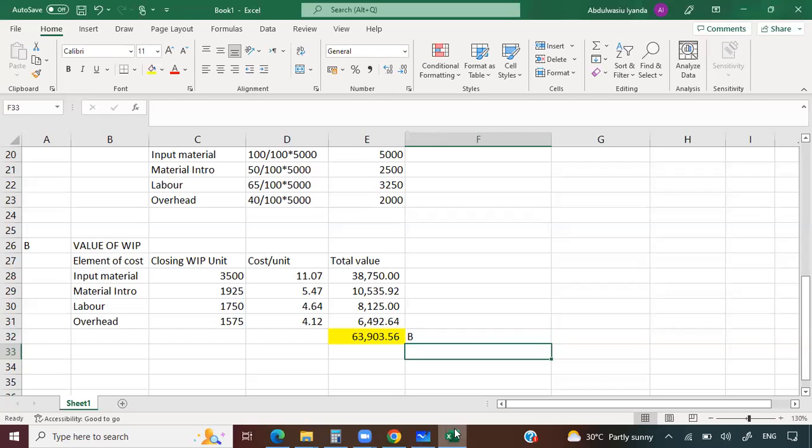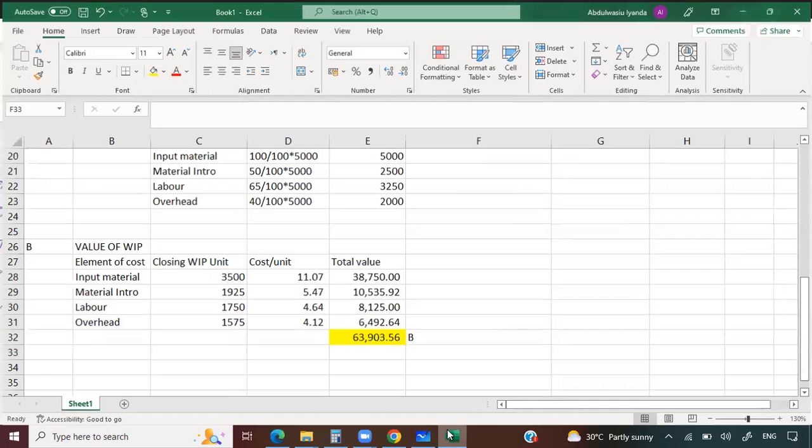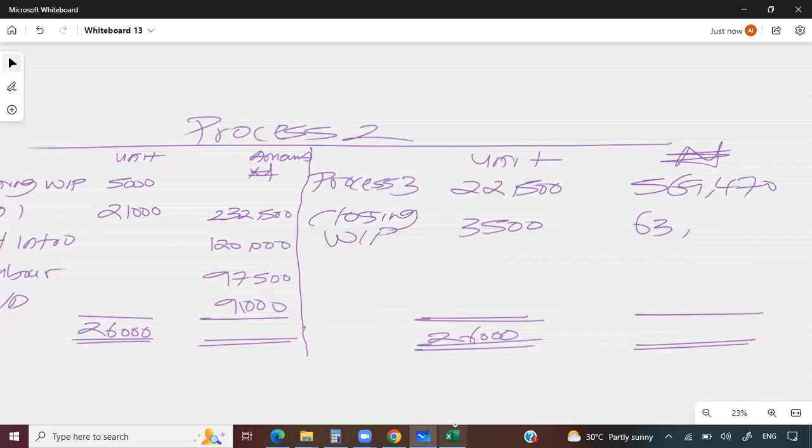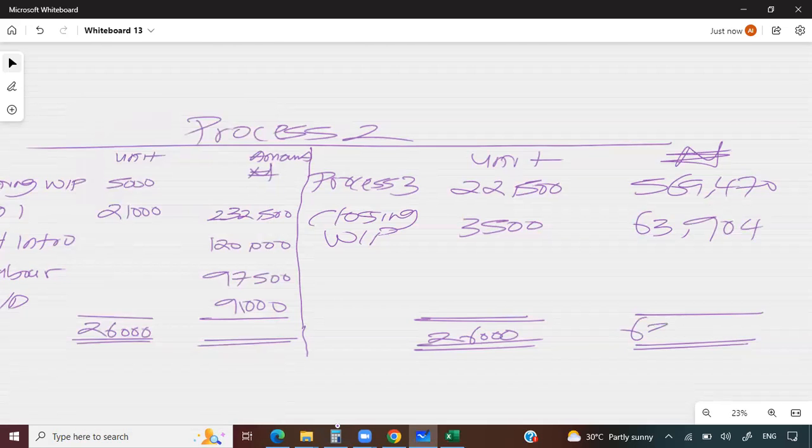So this is 63. I'm rounding it up to 904. So 569 plus 63,904, then we have 633. So this is all that. You also need to have 633.